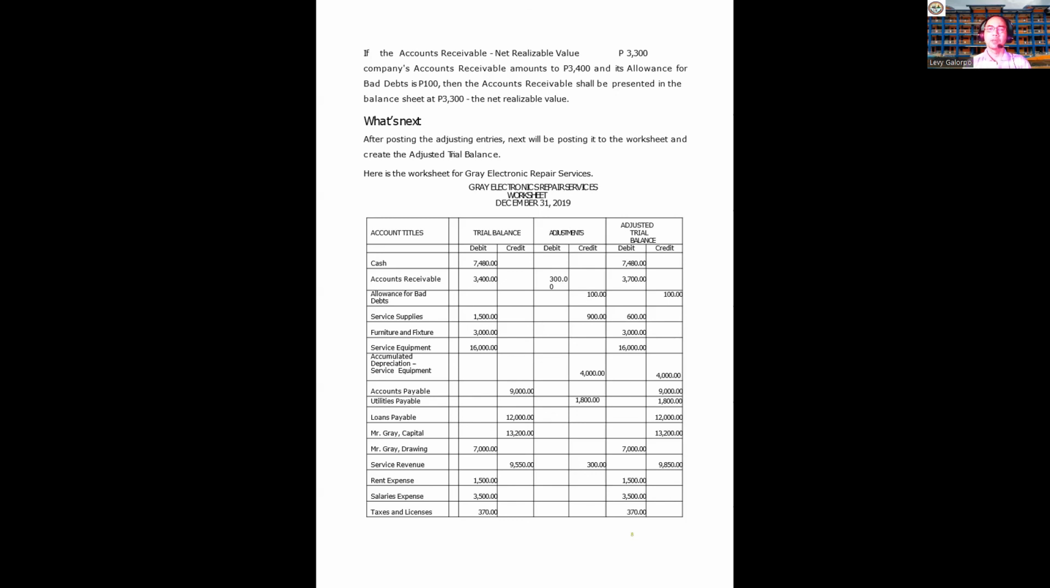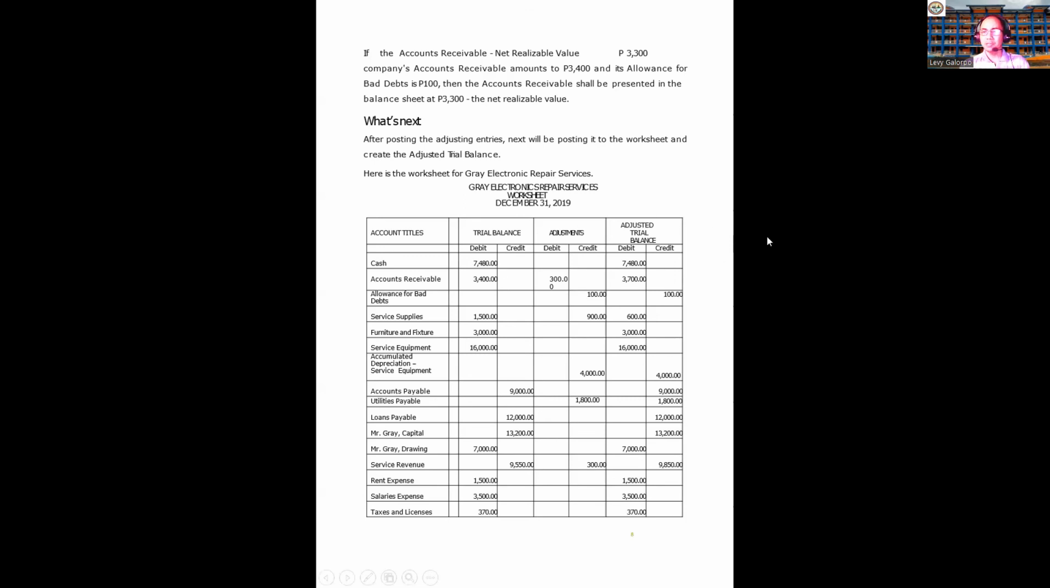After posting the adjusting entries, next will be posting it to the worksheet and create the adjusted trial balance. So after nung unang unadjusted trial balance, i-post na natin sa worksheet itong adjustments na ginawa natin. So ganun pa rin, debit, credit, ano yung naging debit, ano yung naging credit. Tapos kung originally wala doon yung mga account title, nung nag-adjust ka, yung ginamit mong adjustment, ilalagay mo sa baba yung mga account title na dinagdag mo, yung ginamit mo sa adjusting entry. And then, plus minus lang yan hanggang sa mag-end ka sa adjusted trial balance.